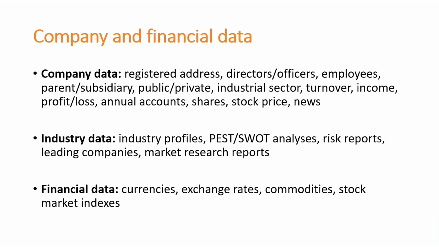Let's start by defining our understanding of company and financial data. Company data includes registered addresses, directors and officers, employees, parent and subsidiary companies, public and private companies, industrial sector, turnover, income, profit and loss, annual accounts, shares, stock prices and news. Industry data also includes industry profiles, PEST and SWOT analyses, risk reports, leading companies and competitors, and market research reports. And financial data includes currencies, exchange rates, commodities, and stock market indexes.